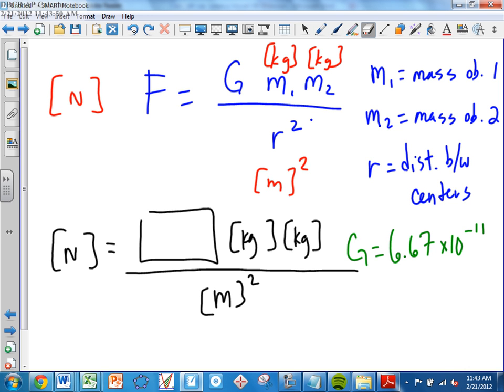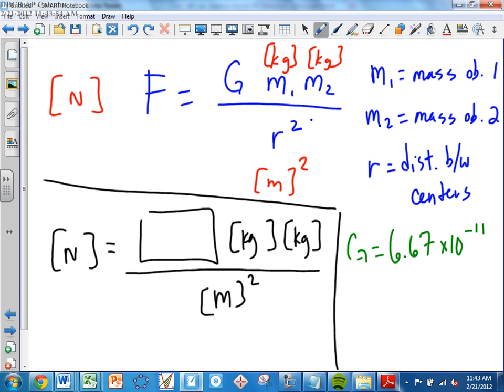Now, at this point, you want your answer to have only newtons. So you don't want all this other junk, right? So what must these units be to get rid of them? How do you get rid of 2 kgs that are in the top? Put 2 kgs in the bottom. So it's going to have a kg squared in the bottom.